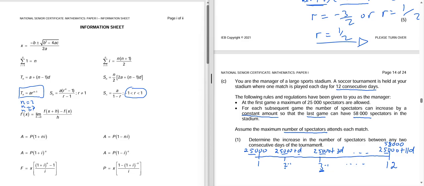Determine the increase in the number of spectators between any 2 consecutive days. If you find the difference between 2 consecutive days, that is the increase. So if you say this minus this, the increase will be D. If you say the next, day 3 minus the number of people that arrived at day 2, you also get a D.